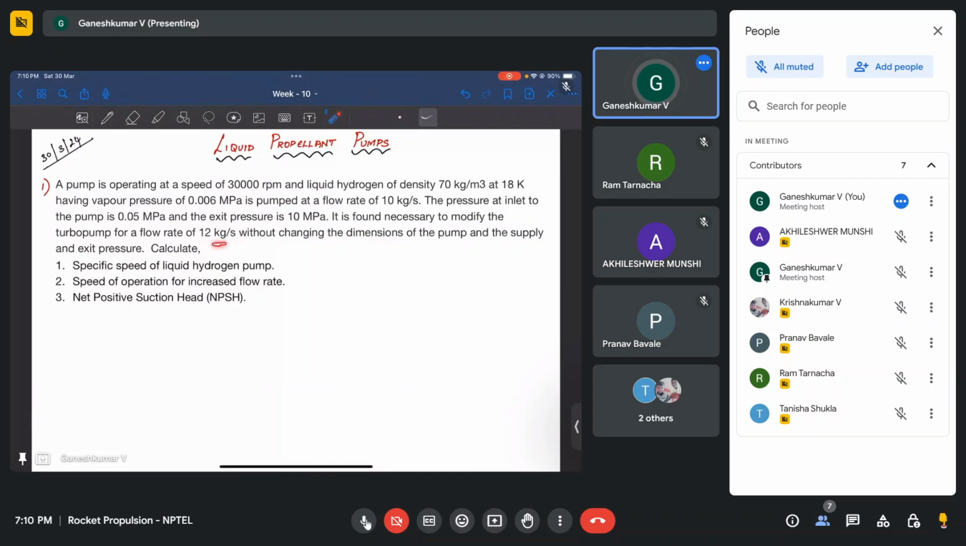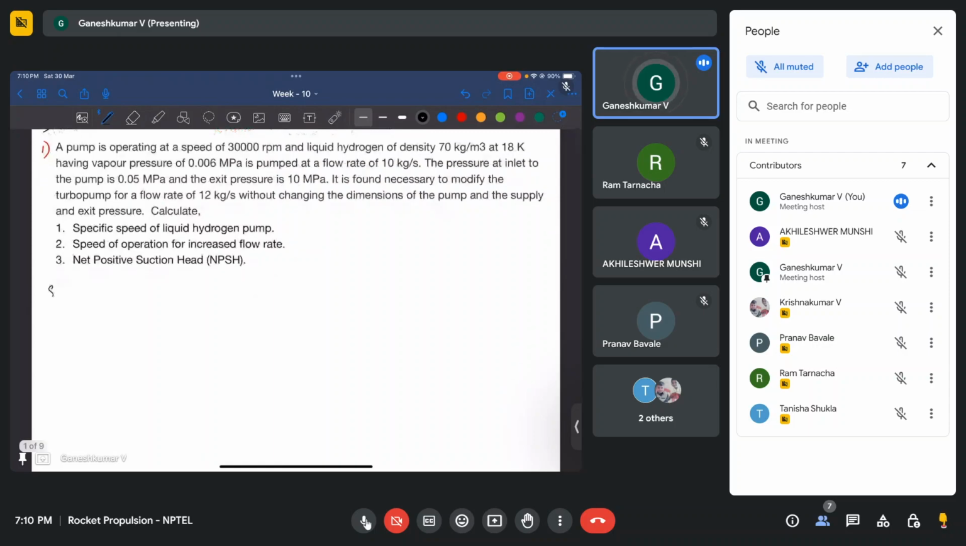If I want to modify the flow rate, we are asked to calculate certain parameters. What is the specific speed of this pump? What is the speed of operation for an increased flow rate from 10 kg per second to 12 kg per second, and what is the net positive suction head? So these are the three parameters they are asking us. So let's see, how do we solve this problem?